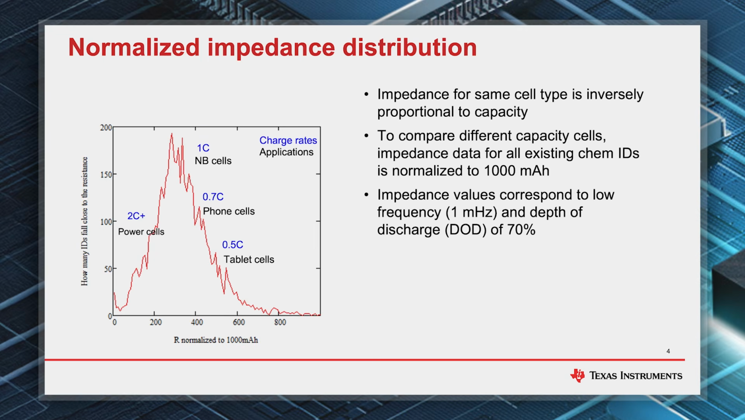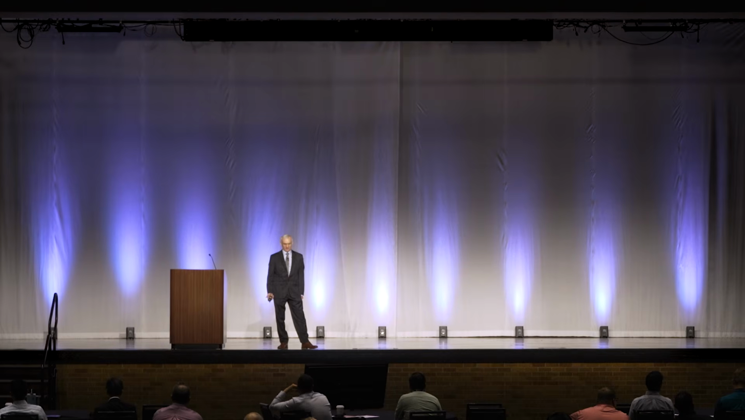So you can see that the typical cell phone battery is actually around 400 milliohm normalized impedance. And the ones that are optimized for tablets are close to somewhere like 500, 600. But if you are higher than 600, that has to be either a highly specialized high energy cell, or there is some problem with this cell. So you really have to check it out for your application.